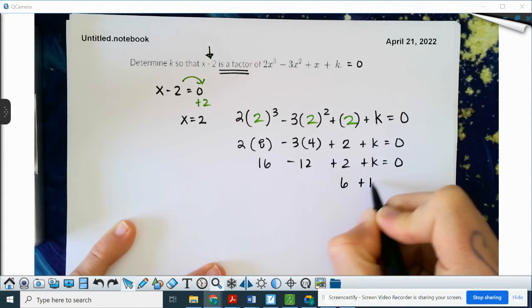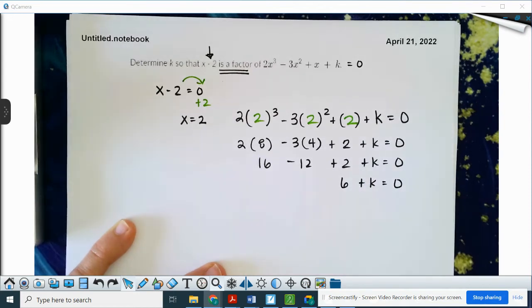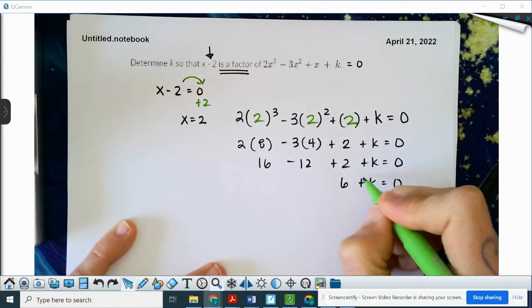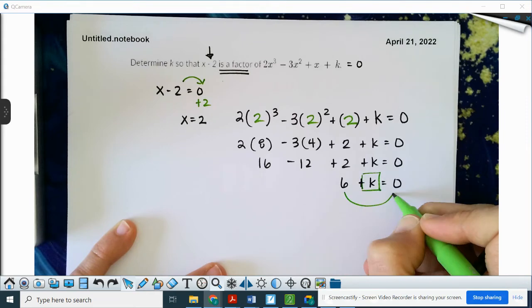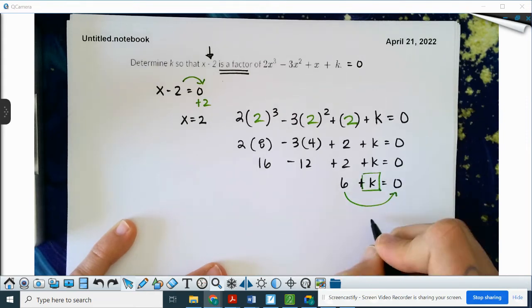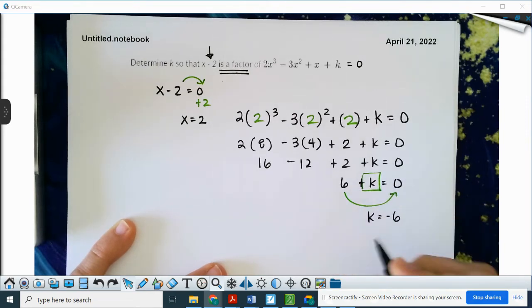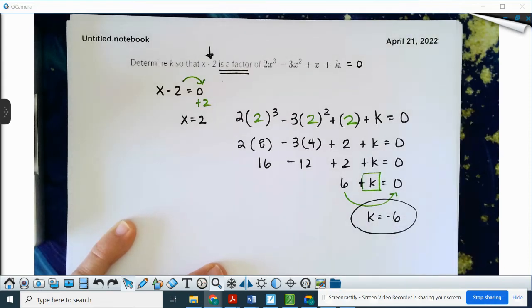A lot of people just say the answer is 6 because you want to skip the process and not have to write everything out. But be very careful, because this has to get away from k, which makes it into a -6 as it switches sides. So our k value is -6.